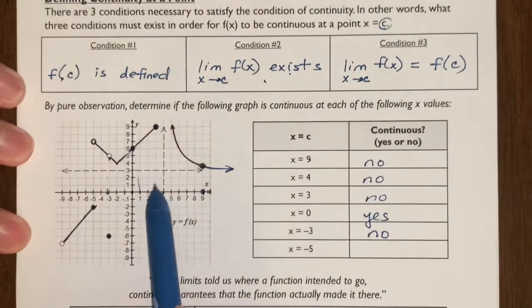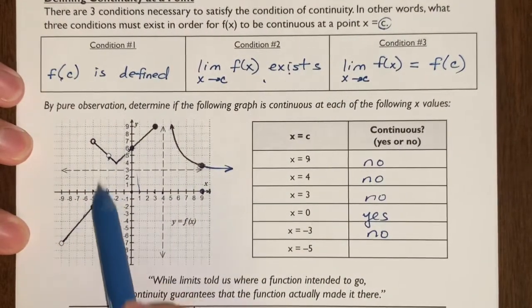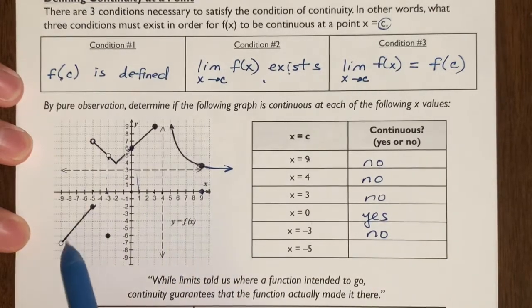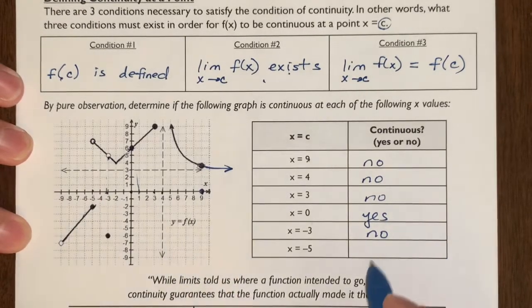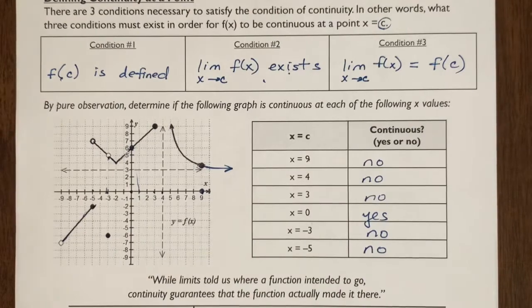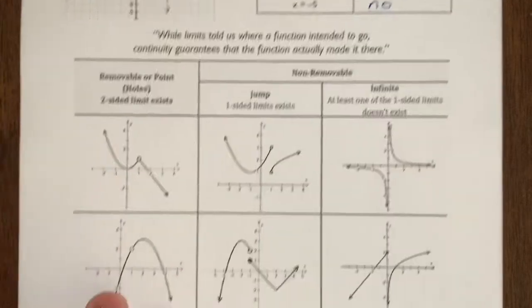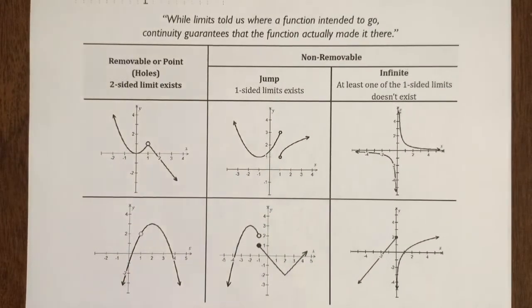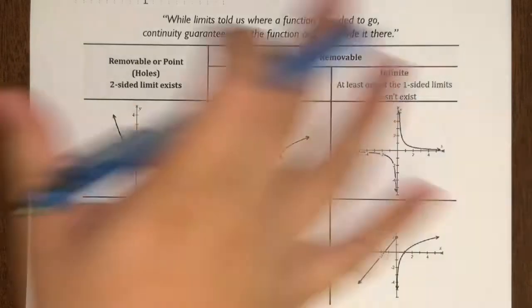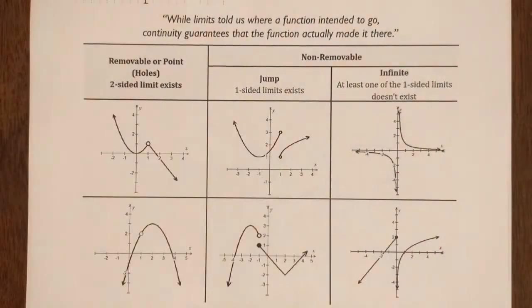Okay, and then at x equals -5, again, you could just visually see it's not continuous because you have to make a jump from here to there. So no. All right. Now, if you continue on to the notes, I went ahead and gave you guys an overview of the different forms of discontinuities.